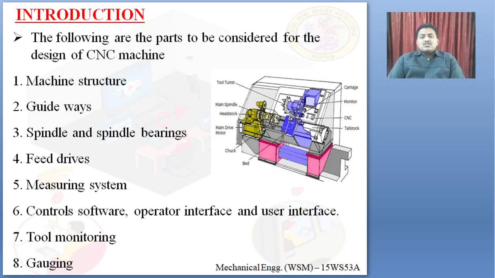Operating interface and user interface. Very important: whatever command we give, the machine has to receive it and give back feedback. So the interface is a very important part of a CNC machine tool. Tool monitoring system is another important aspect. Tool monitoring is very important.